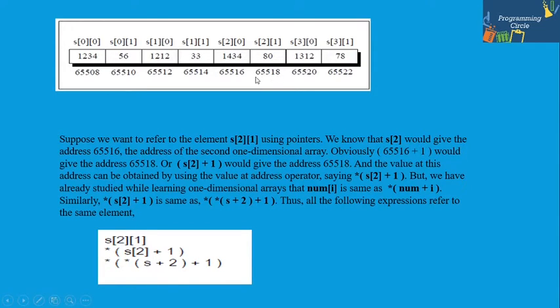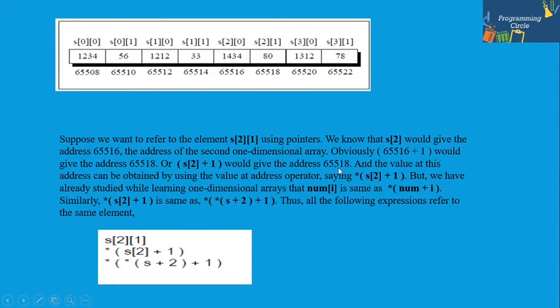The address is 65518. So you can access it either as S21 or you can write it as S2 plus 1, because this is S2. S2, within brackets, is 0 only, so 20. You can consider S2 plus 1 as giving us this one, 80.